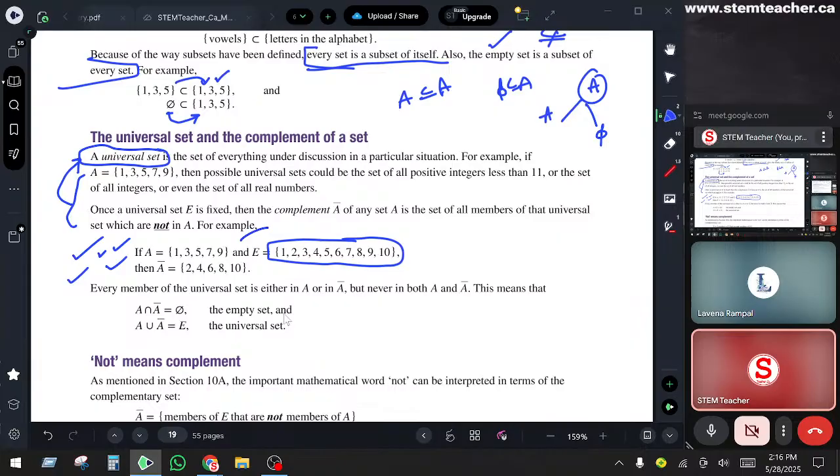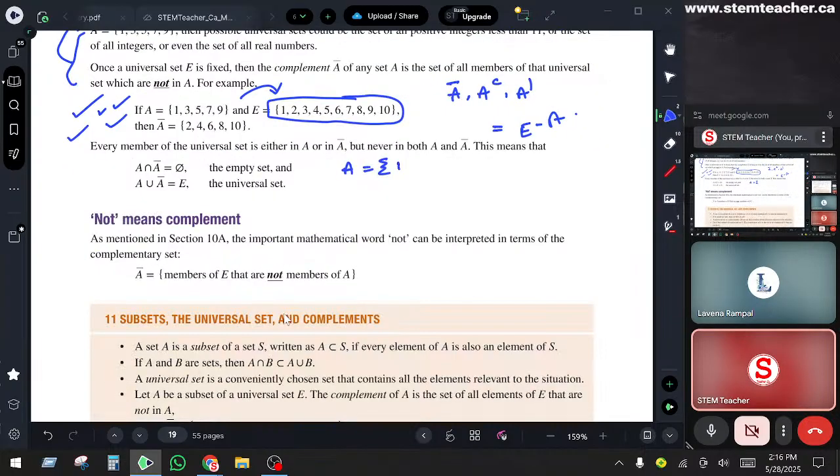And one more, A complement is there, A bar, A complement or A prime. All are said to be the same logic, which is E minus A. E minus A means minus is a different operation. I will tell you, minus is a different operation. For example, I am giving A is equal to 1 2 5. Okay. B is equal to 1 3 5 11. Do you know what is B minus A?